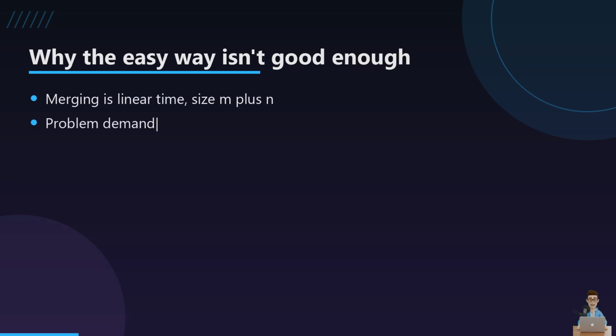Combining the two lists means we have to look at every single number in both lists at least once. In computer science terms, that's called linear time, written as O(m + n), where m and n are the sizes of the two lists. But this problem specifically asks for something much faster, called logarithmic time, or O(log n). That means the time barely grows even if the lists get huge. So we need a completely different approach, one that doesn't have to look at every number.